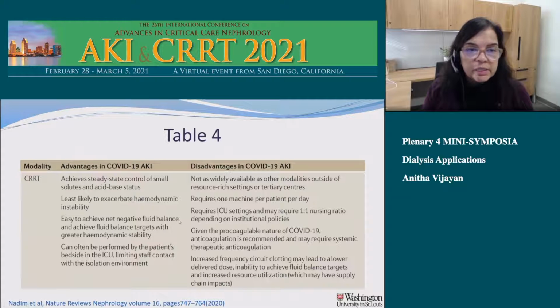What about CRRT? Ideally, this should be used for the majority of the patients in the ICU. It's easiest to use, however, clotting was a big issue. And also when your resources were running low, remember CRRT will require 1 machine to 1 patient per day. So this really was a disadvantage in COVID-19 because institutions ended up having to buy more machines to keep up with their demand.